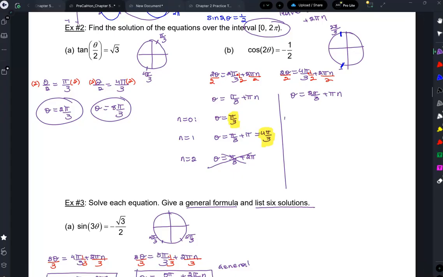Yeah, on the other one as well. So when n is 0, 2 pi over 3. When n is 1, 2 pi over 3 plus pi. How much is that? 5 pi over 3. And then when n equals 2, that will go over, right? Because you will have 2 pi over 3 plus 2 pi. That will go over the 2 pi. So again, these are the two solutions.